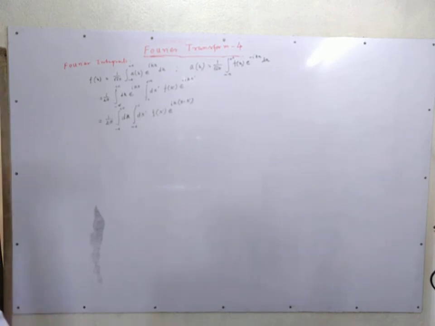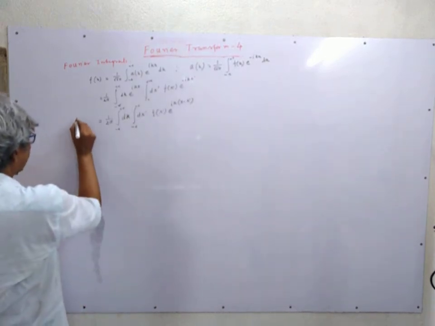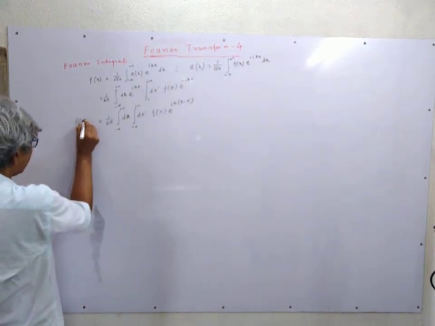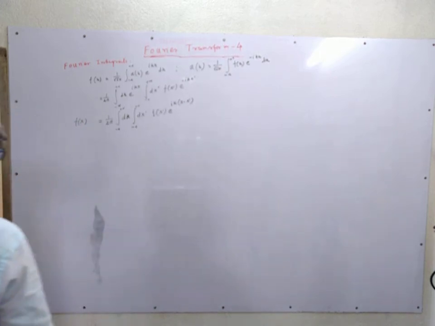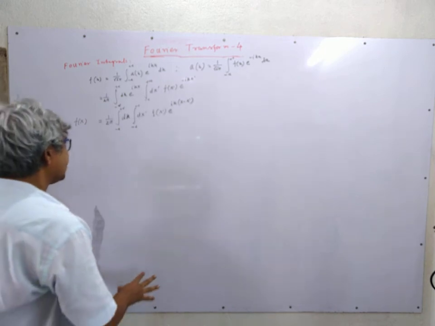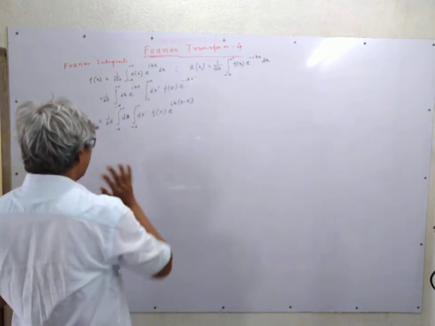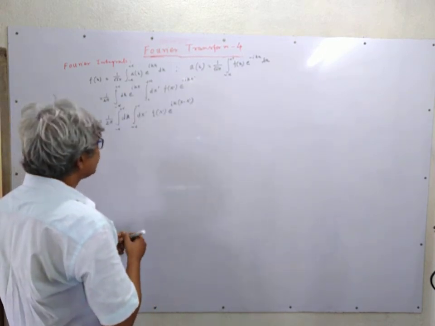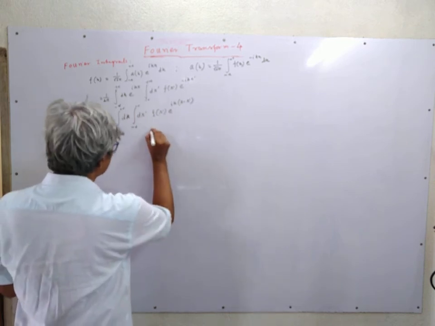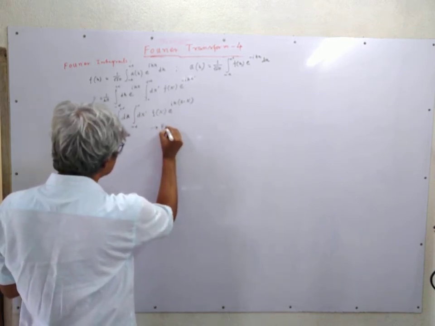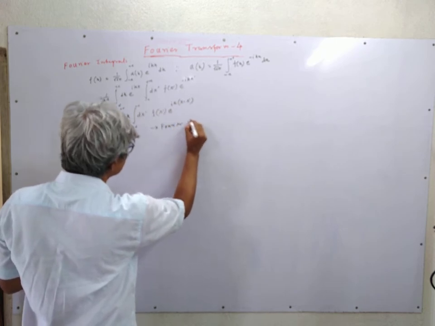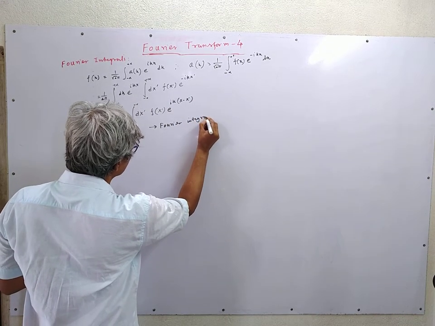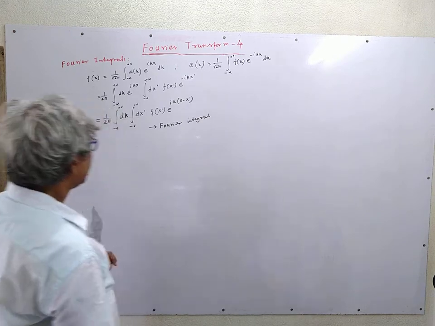This expression, look at the left hand side. The left hand side is a function of x, which is expressed in terms of the function itself. This is known as Fourier integral.